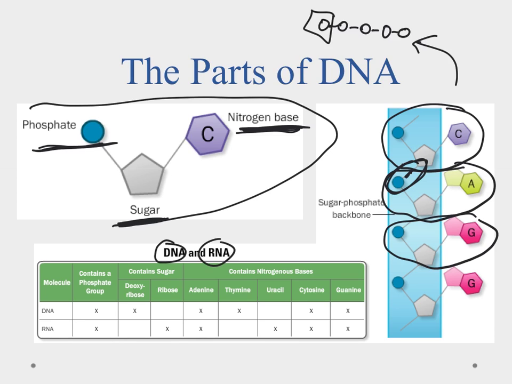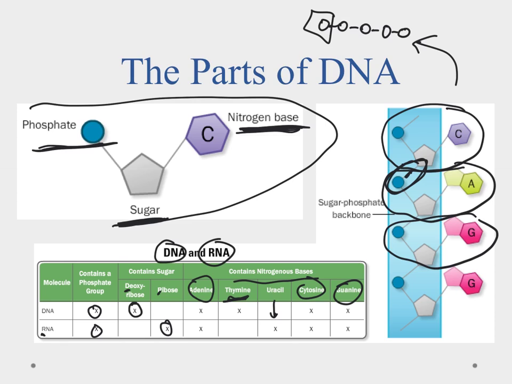We have our DNA and our RNA. They both have the phosphate groups. Our DNA gets its D from deoxyribose, and our RNA gets its R from this ribose sugar here. So our sugar determines what it is. And then when we look at our nitrogenous bases, they're all going to contain adenine, cytosine, and guanine, but our DNA will have thymine, and our RNA switches it out into uracil.